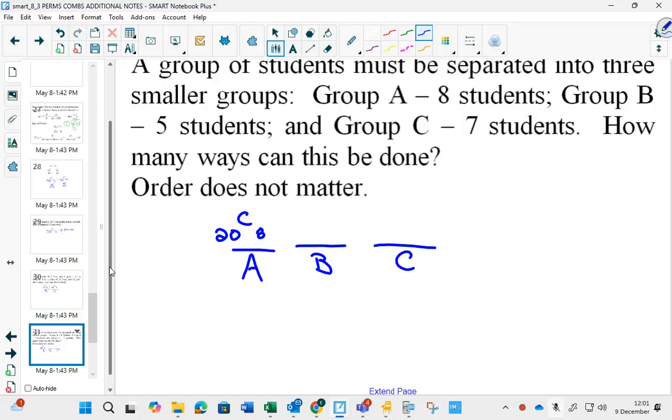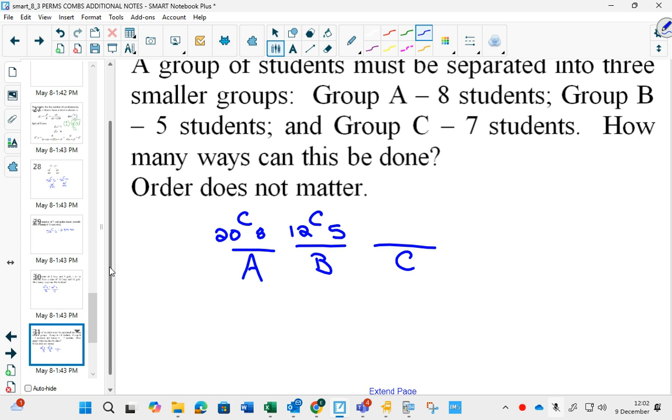Now group B. How many ways can I choose group B? Okay? Is it going to be 20 choose 5? No, because 8 people are already in group A. You have 12 people left, and you choose 5 of them to be in group B.